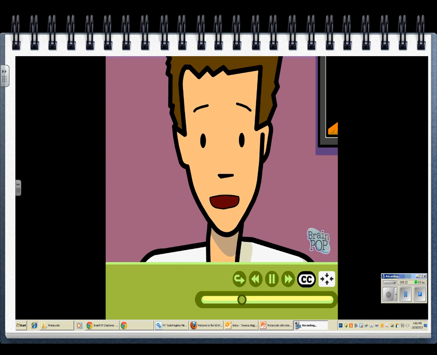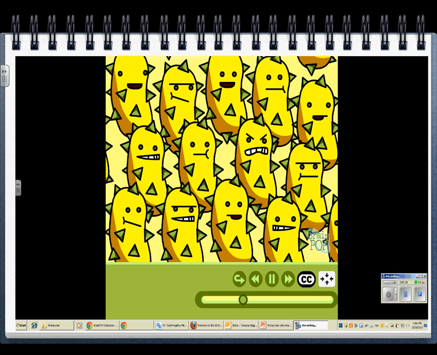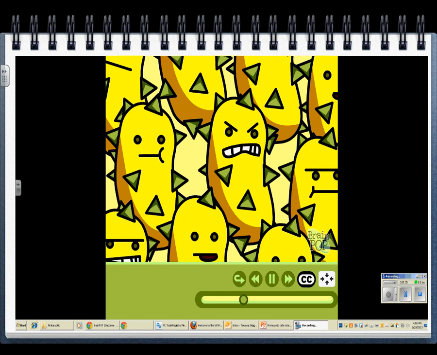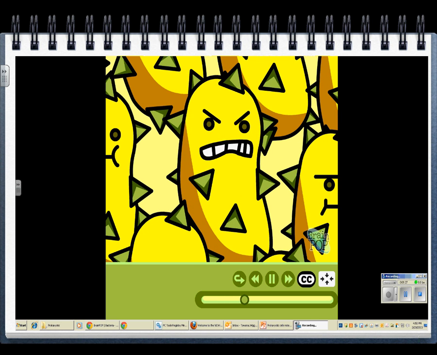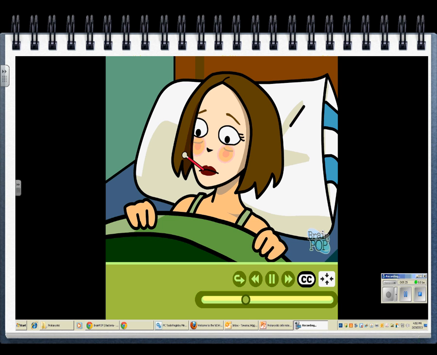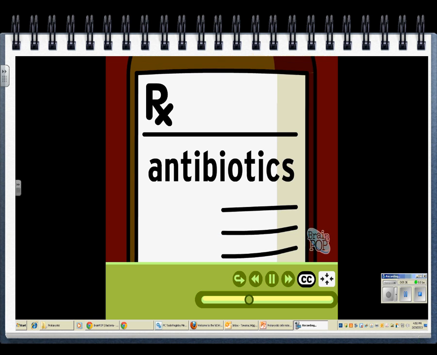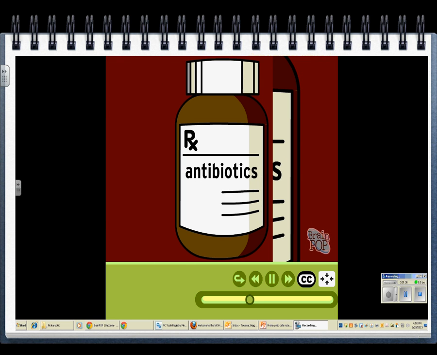Of course, not all bacteria are our friends. Some of them can be pretty nasty, actually. Bacteria are responsible for strep throat, food poisoning, tuberculosis, and a whole bunch of other diseases. Don't worry, most of these infections can be treated by drugs called antibiotics, which kill the offending bacteria.